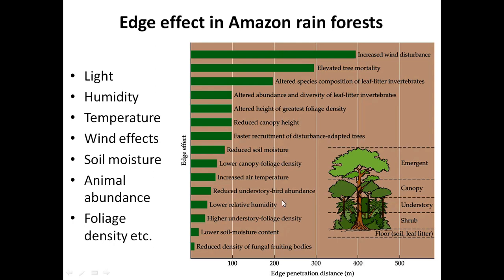So if you read these in-between effects, you can see that the light will be altered, the humidity will be altered, temperature, soil moisture, and also biological parameters such as animal abundance and the invasion probabilities of invasive species. Everything will be changed in this edge habitat compared to the interior habitat.